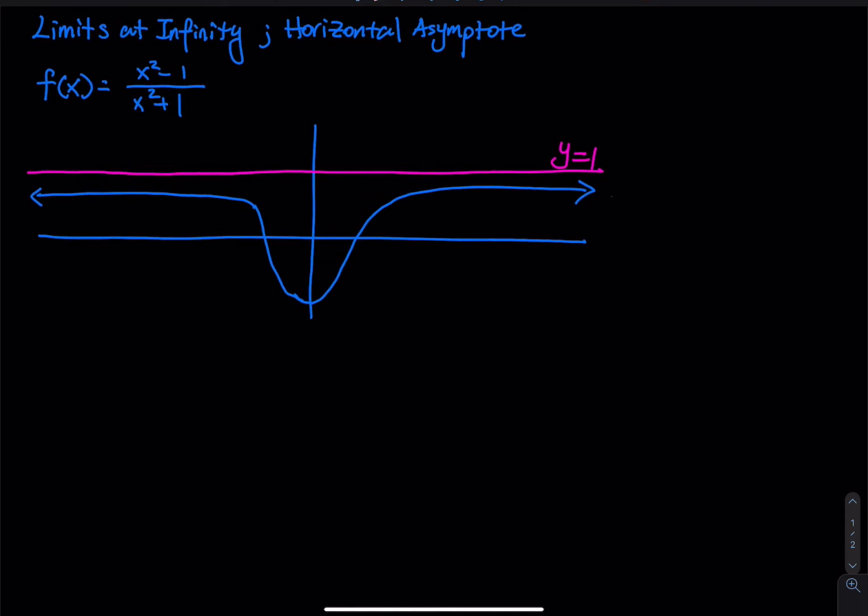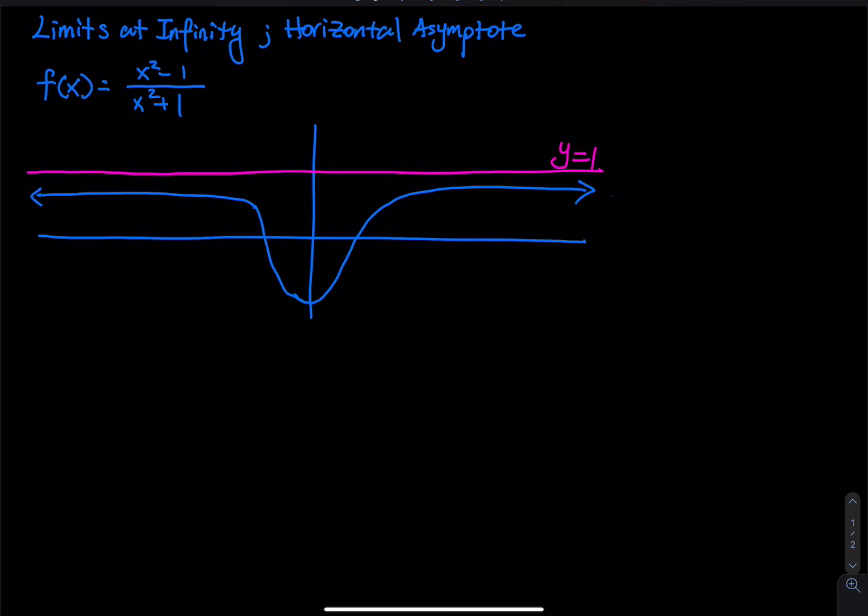This section is about limits at infinity and horizontal asymptote. So what is a horizontal asymptote? Let's take a look at the blue function really quick. We have f of x equals x squared minus 1 divided by x squared plus 1. And then I have the graph. So the curve is the function.